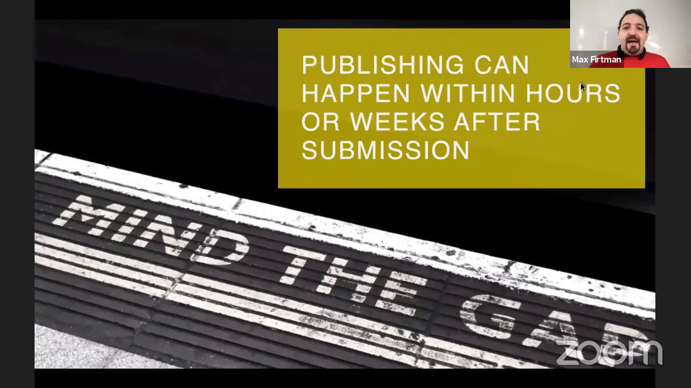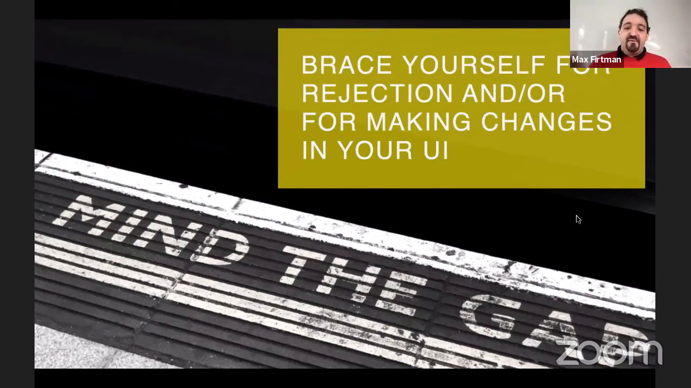Remember that publishing can happen within hours or weeks after submission. So that's why I was saying plan this with time. It can take some hours, like for example on the Play Store, or some weeks, and brace yourself for rejection or for making changes in your UI. Some stores will actually tell you, I don't like that screen. That screen is actually against our UI guidelines. So you need to go make a change and upload a new version. And sometimes it's even weird because you are making change in your code base, in your PWA, not in the package. But anyway, you need to upload a new package.